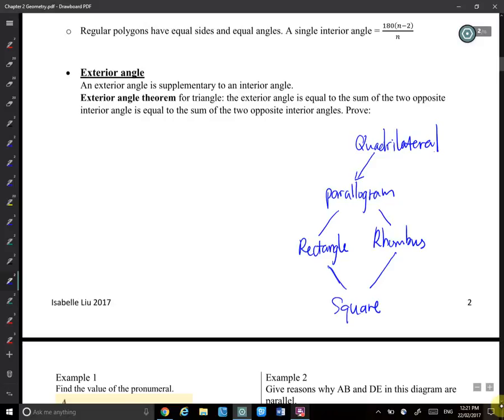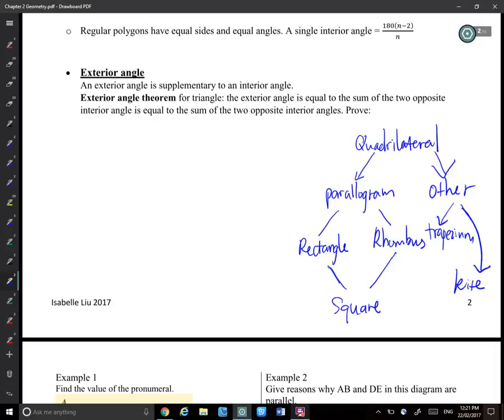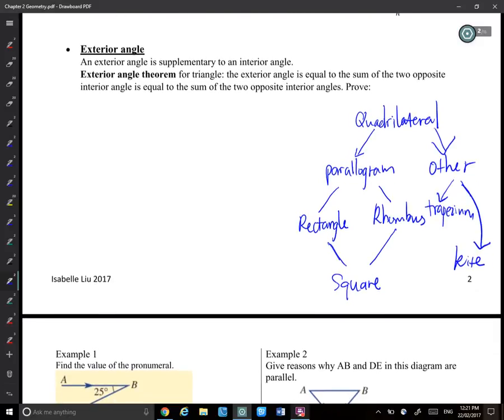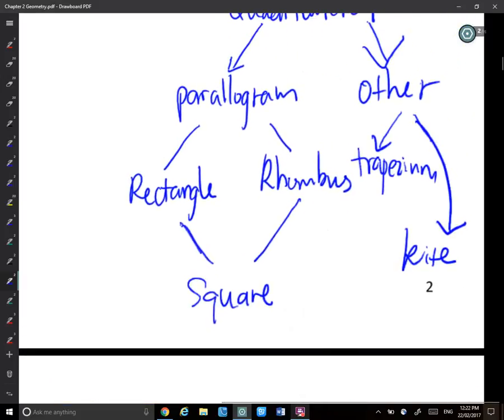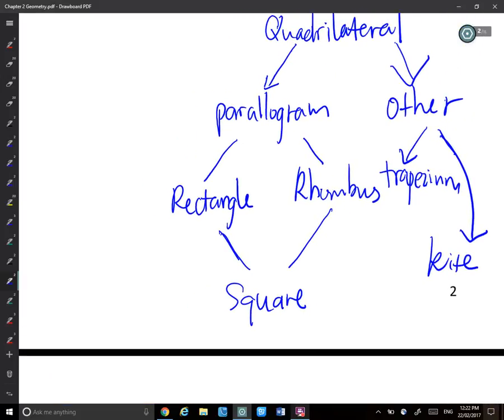And we can have other types. The other types are the trapezium and the kite. That's the relationship between all the things we talked about. So parallelogram is a big group. Rectangle, rhombus, and square all belong to parallelogram. And we have others. Trapezium is not a parallelogram because it only has one pair of parallel lines, and a kite is not a parallelogram because the two sides are not parallel.